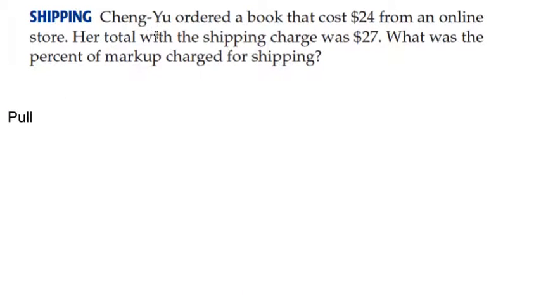Here's a shipping example. Let's say Cheng Yu ordered a book that cost $24 from an online store, but her total with shipping was $27. What was the percent markup that was charged for shipping? Well, what was the change? The change was $3. 27 minus 24 gives us $3, and divided by the original, 3 divided by 24 gives us 0.125, and we have to move that decimal 2 to the right to get our percent. So that was a 12.5% markup.